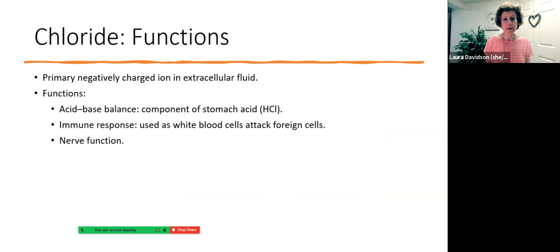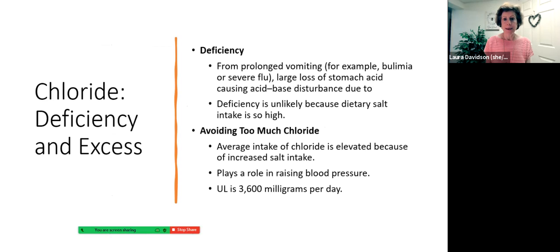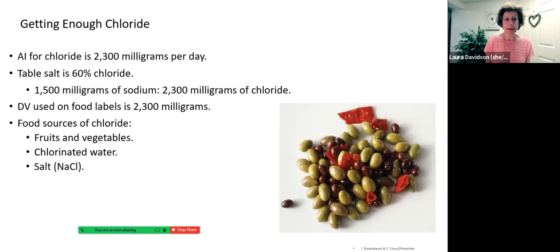And on to chloride. The functions sound very familiar again, but we've added immune response and deficiency. We can see that with these major minerals, extraordinary losses from things like vomiting and diarrhea seem to be the major cause of deficiency. Chloride deficiency is not very common because we consume so much salt. Getting enough chloride again is fairly easy because we consume so much salt as well.